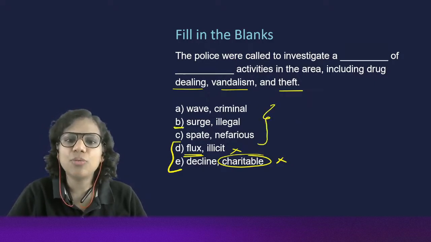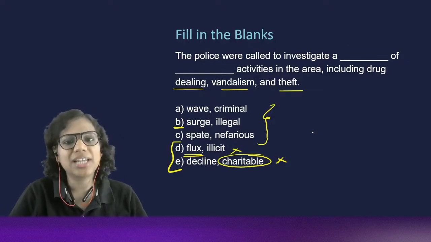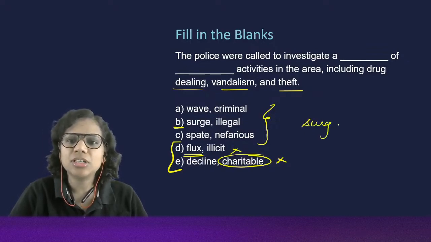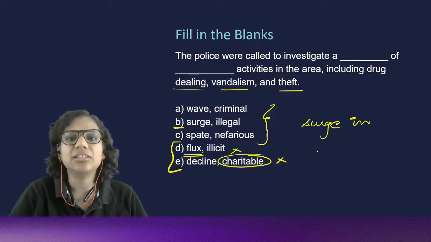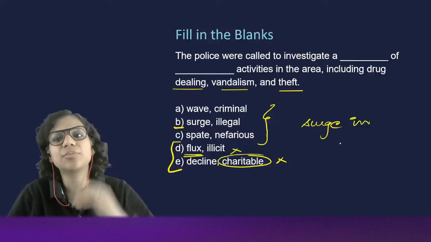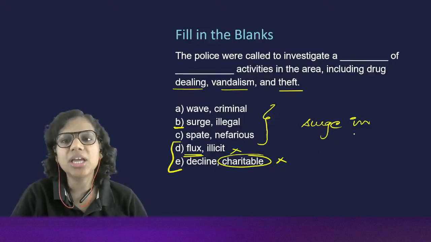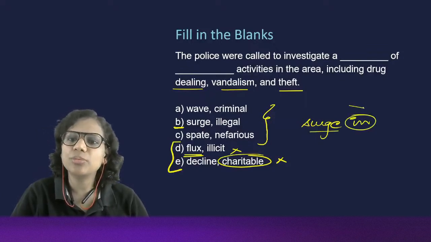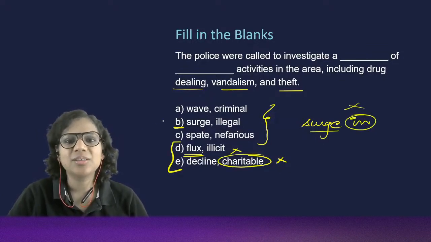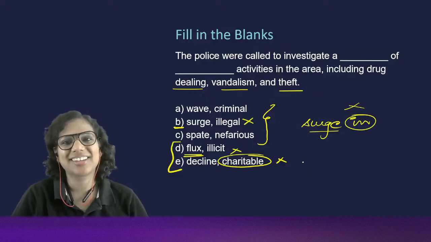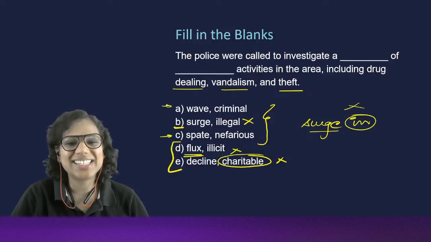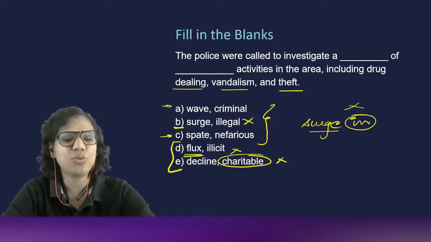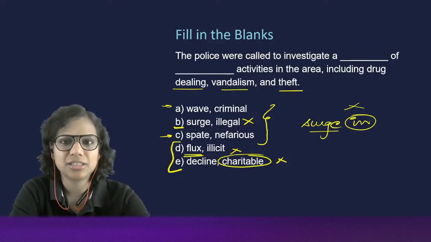I understand you're marking B, but sometimes I tell you that grammar also helps in vocabulary. Surge is a word that is followed by the preposition in. There is always a surge in something, surge in crime, surge in bad activities, surge in illegal activities. Surge is not followed by of. B is eliminated. Between A and C, tell me, which is a better answer? What is the meaning of this word spate?